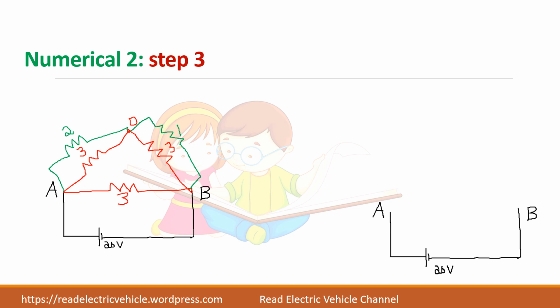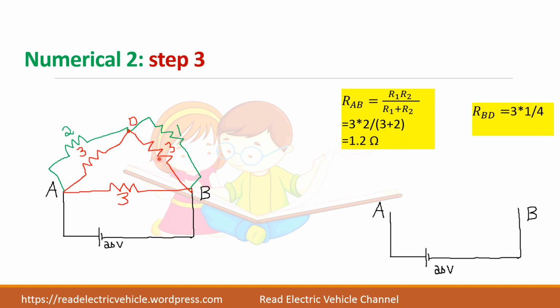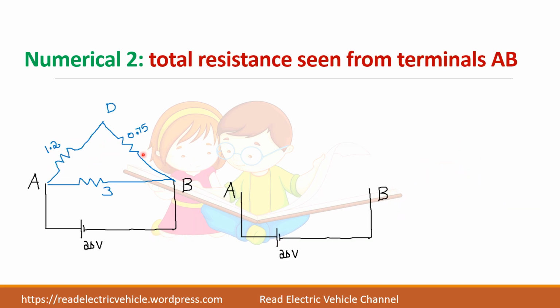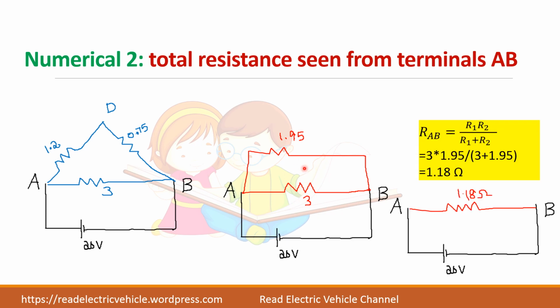Now let us simplify the circuit. These two are in parallel, 2 and 3. So the equivalent resistance is 1.2 ohm. And here these two are in parallel, 1 and 3. So you draw the equivalent one. This can be again reduced because D can be eliminated. These two are in series, 1.2 plus 0.75 becomes 1.95. And again finally these two are in parallel. So find the equivalent resistance. So the total resistance seen from the terminals AB is this one.